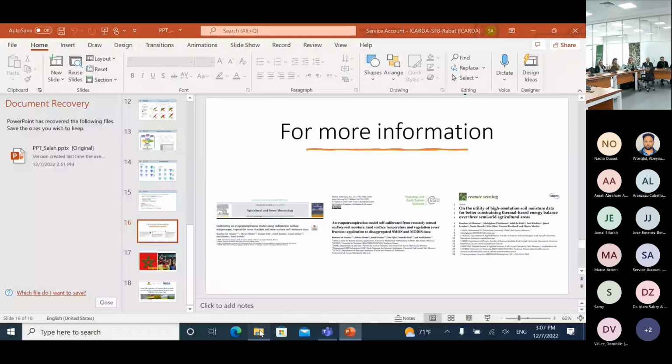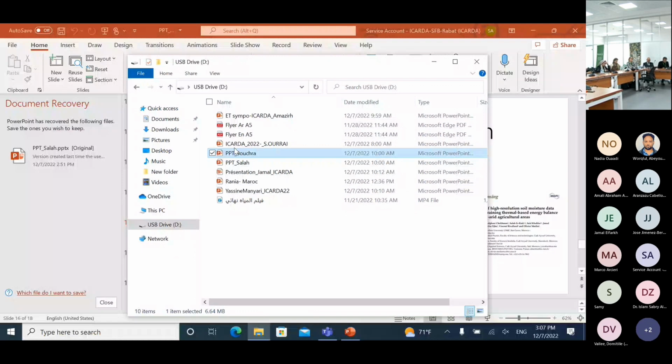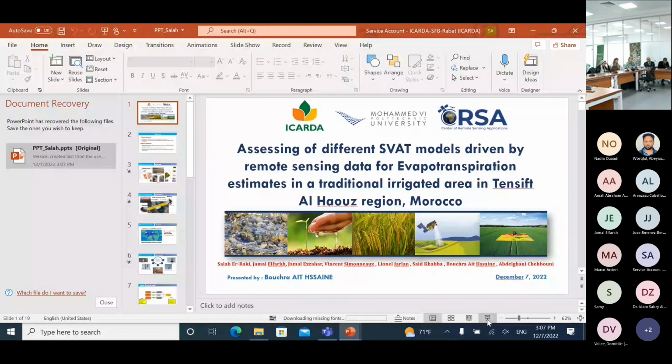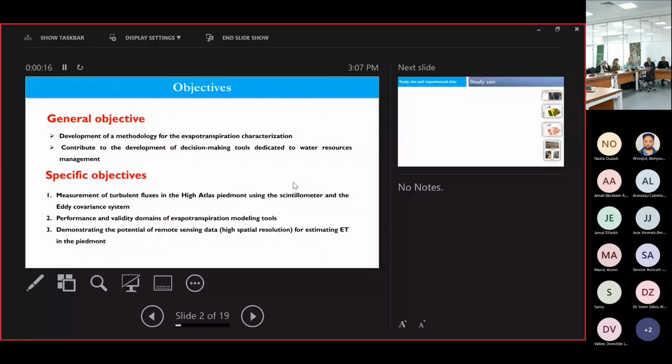And the specific objectives of this study are the measurement of turbulent fluxes in the High Atlas piedmont using the scintillometer and the eddy covariance system, the performance and validity domains of evapotranspiration modeling tools, and demonstrating the potential of remote sensing data using high spatial resolution land surface temperature for estimating ET in the piedmont.